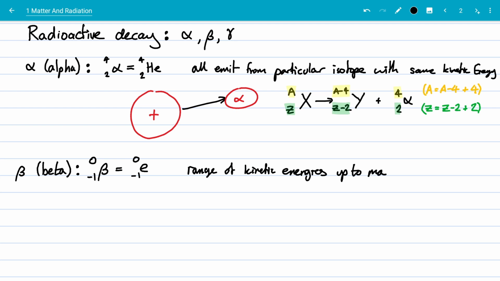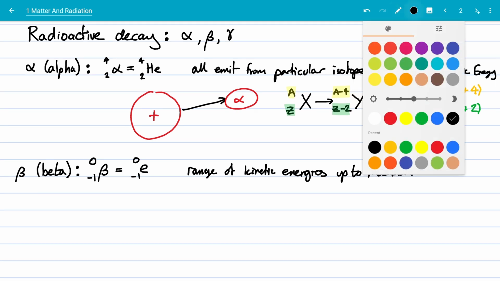And that's when they're emitted from a maximum, that's close, that's when they are emitted from a particular nucleus, a particular isotope. So what's happening here? Well, let's do a quick sketch.